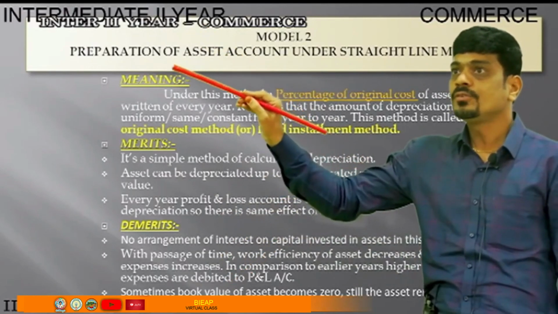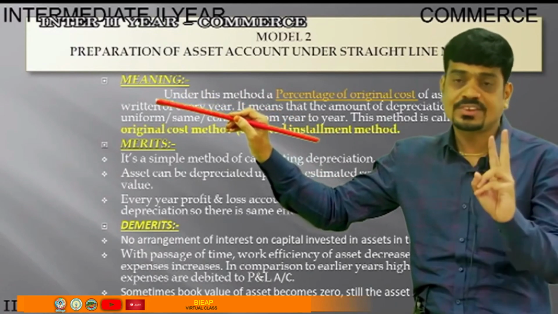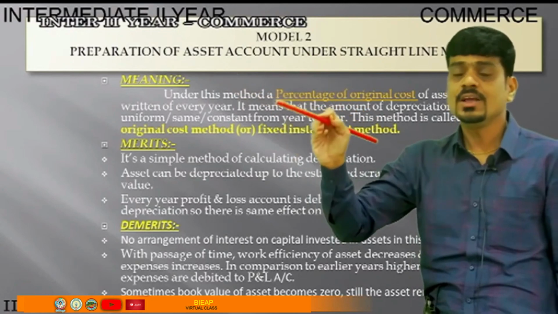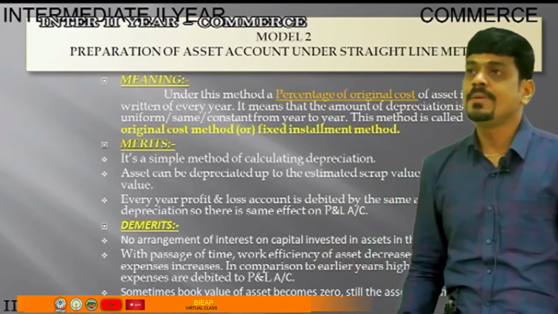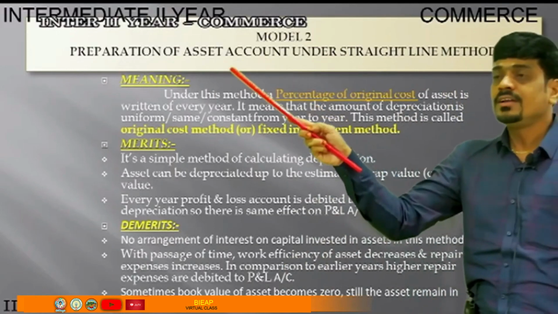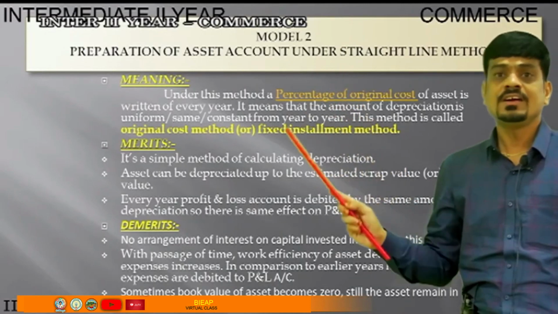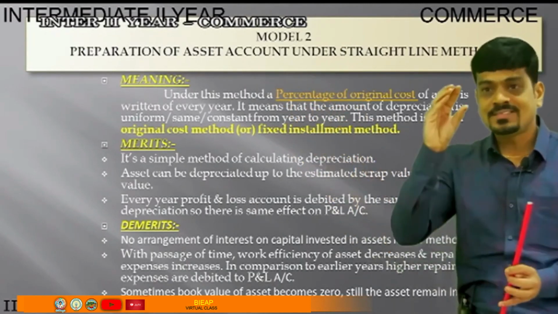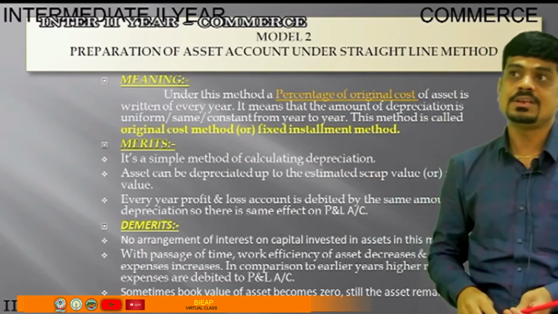Meaning of straight line method. 2 marks question again. They may ask you straight line method, original cost method or fixed installment method. The meaning will remain the same. What is that? In this method, a percentage of original cost of asset is written down. See the highlights, how I have highlighted.